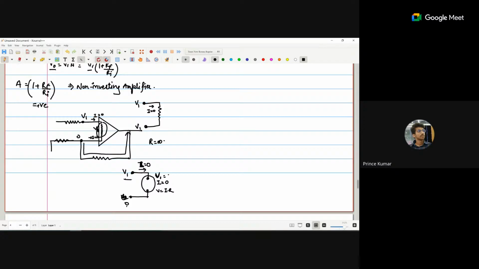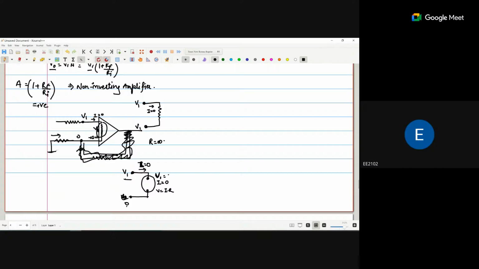No matter whether there is a resistor or something, it doesn't matter. In some circuits, if there is some other path available, then we can't say that the current is 0. For example, if this feedback path is not available, then the current here is 0.